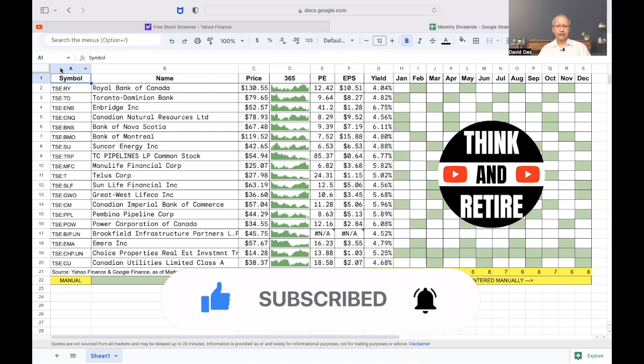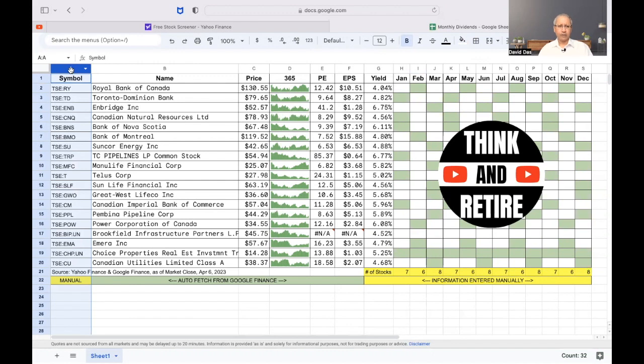This sheet is highly customizable. As soon as I enter the stock symbol in column A, the information about the company name, the price, the 1-year chart, which is the 365-day chart, the P/E ratio, and the earnings per share will be automatically entered in this spreadsheet. So this information is obtained from Google Finance automatically. That's the reason I have mentioned that this is auto fetch from Google Finance from column B to column F.